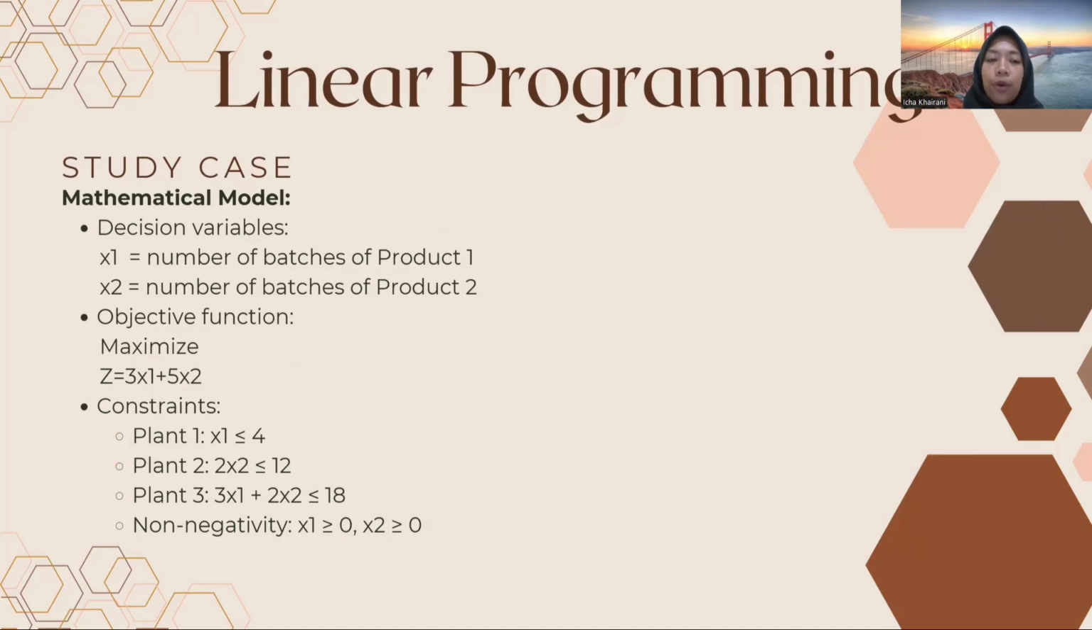The constraints from the plants: for plant 1, x1 is less than or equal to 4. For plant 2, 2x2 is less than or equal to 12. And for plant 3, 3x1 plus 2x2 is less than or equal to 18. And for the non-negativity constraint, x1 and x2 are more than or equal to 0.